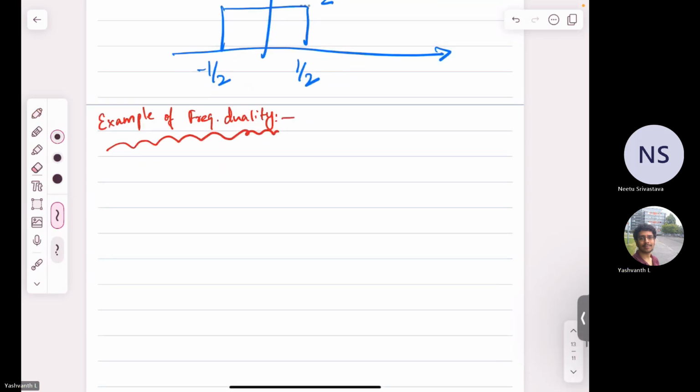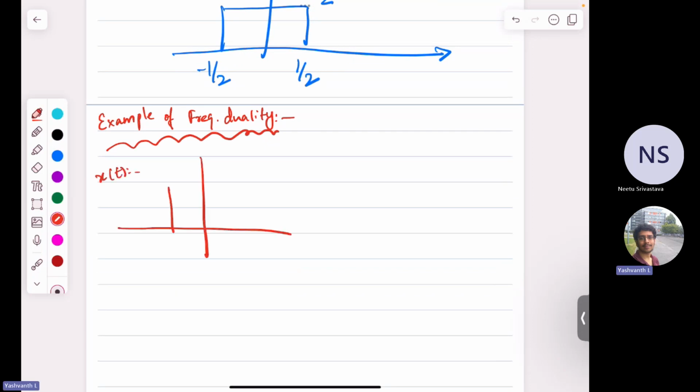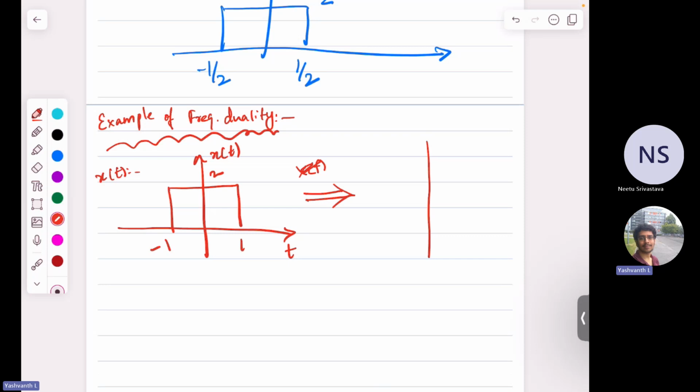Okay, let's say your x of t is nothing but a rectangular signal, same as the above example, x of t from -1 to 1 with amplitude 2. Now you can show that your Fourier transform, x of omega, will be a sinc function as a function of omega.